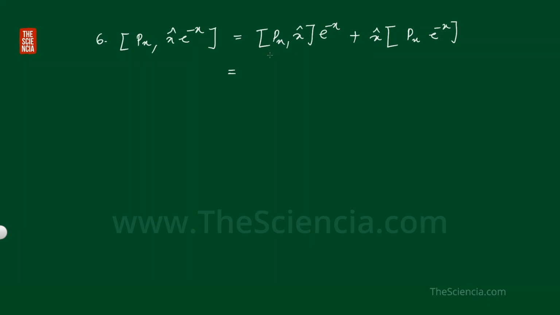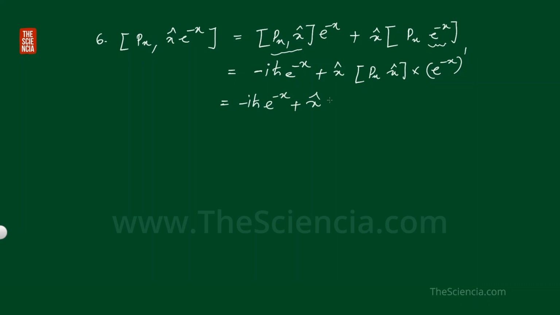So this is equal to minus i h cross e^(-x) plus x cap. Here this is a function of x, so we have to take px x cap into the derivative of this function. Px x cap is minus i h cross, and the derivative of this function is e^(-x) into minus 1. So we get this is equal to minus i h cross e^(-x) into (1 minus x cap).